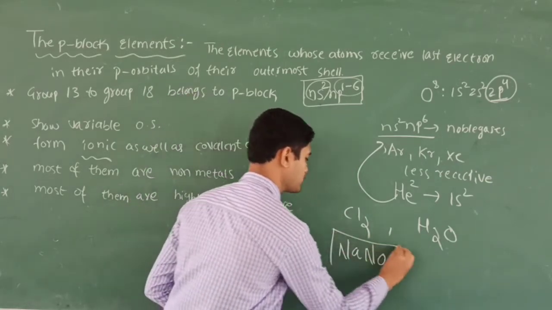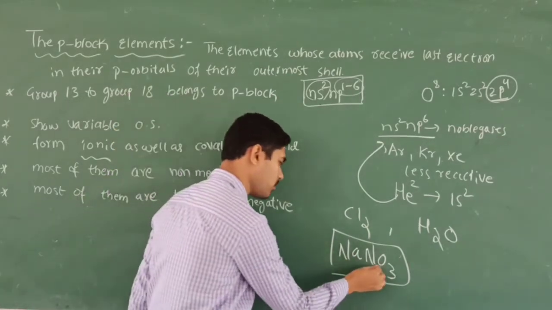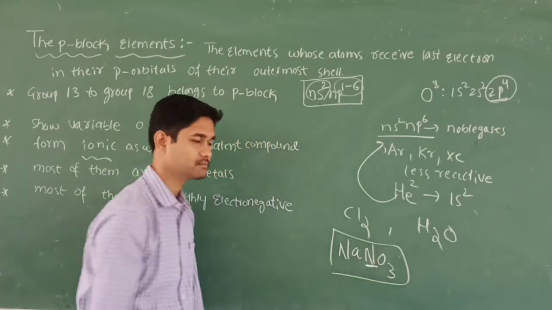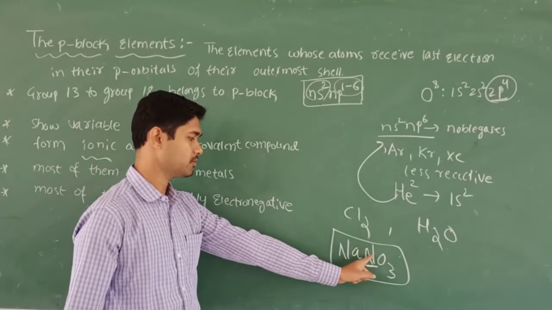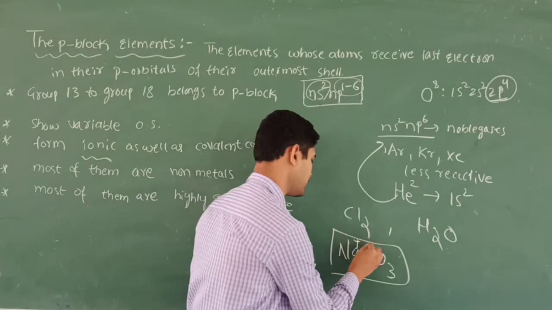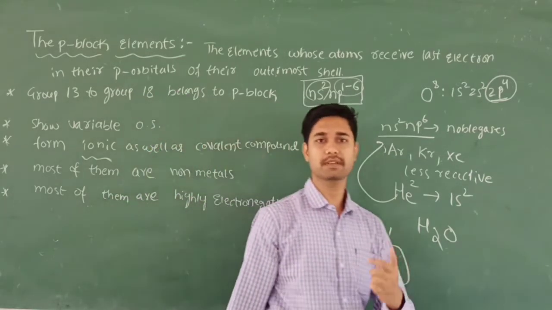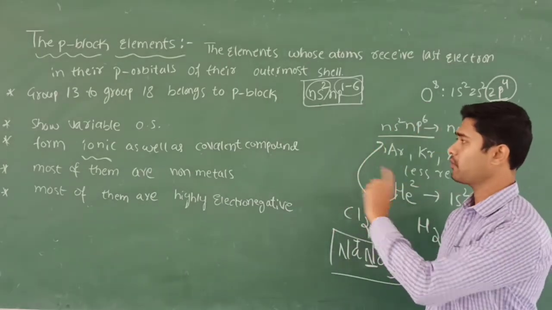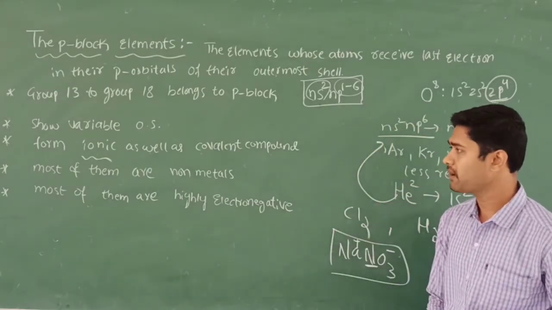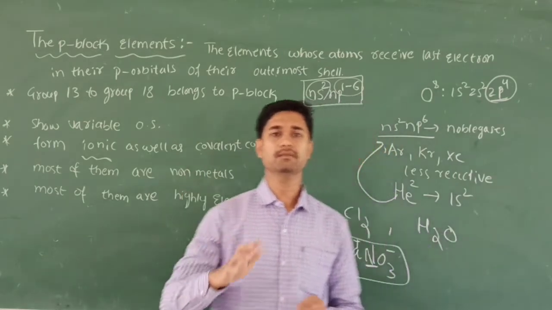So this is an example of p block elements which show an ionic compound, that is the nitrogen atom. This nitrogen atom is present in this compound, sodium nitrate. Ionic means charge separation, Na plus, NO3 minus. So that's why p block elements show ionic as well as covalent compounds. And most of them are non-metals. In this p block, they are non-metals.